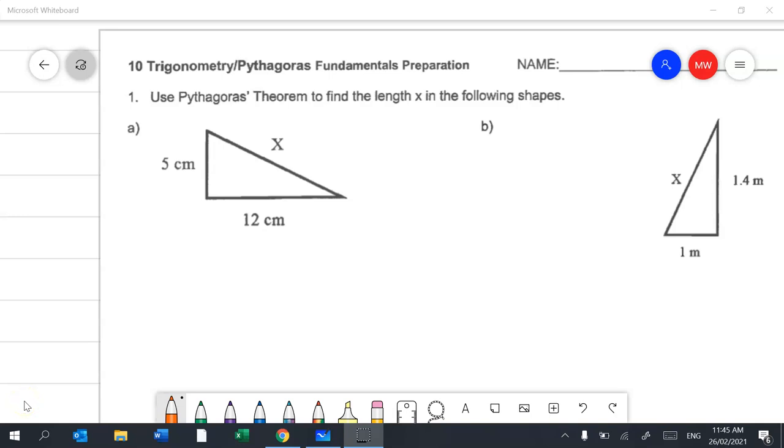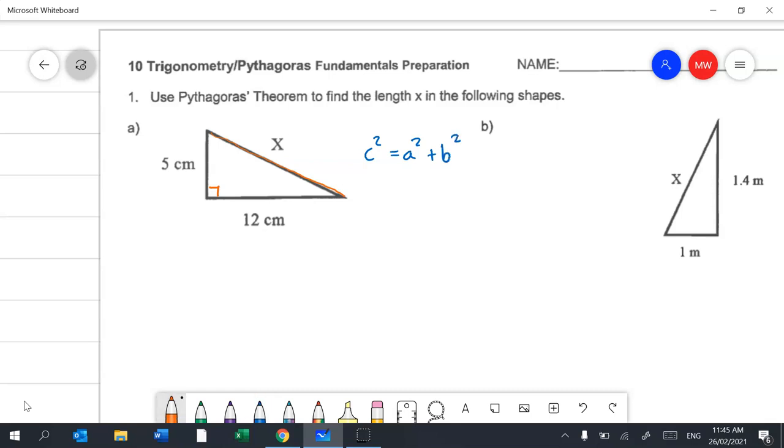In question 1a, we're being asked to find out x using Pythagoras' theorem. Now x is the hypotenuse, it's opposite the right angle, it's this one here, and it's also the longest side of the shape. So we're going to use the formula c squared equals a squared plus b squared.